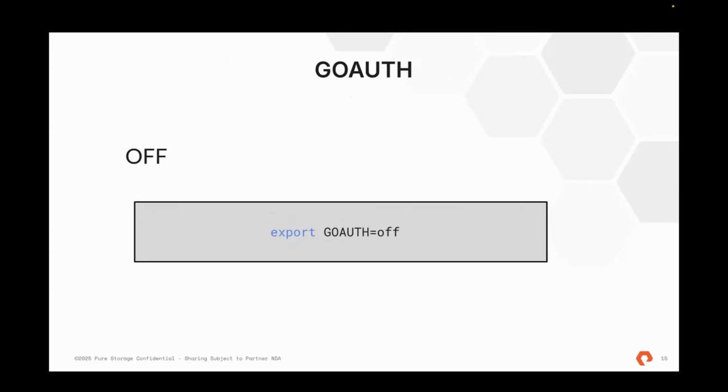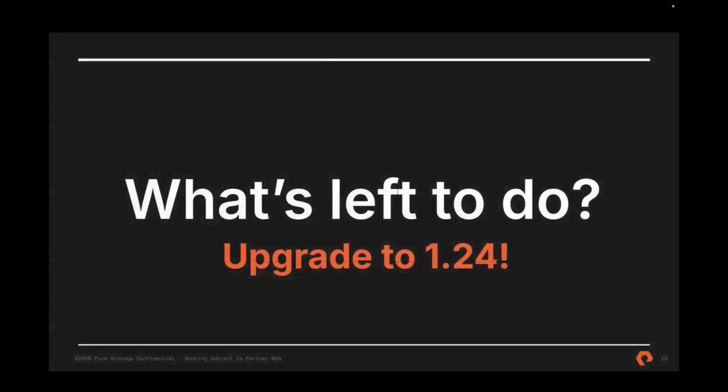Now, it is important to remember, GOAUTH is not a replacement for GOPRIVATE or GONOPROXY, meaning that if you only want to authenticate private modules and you don't want to access any public modules, you will still have to use GOPRIVATE, GONOPROXY, and the other thousands of Go environmental variables that you can use. But beyond this, what's left to do? Upgrade to version 1.24 of Go.